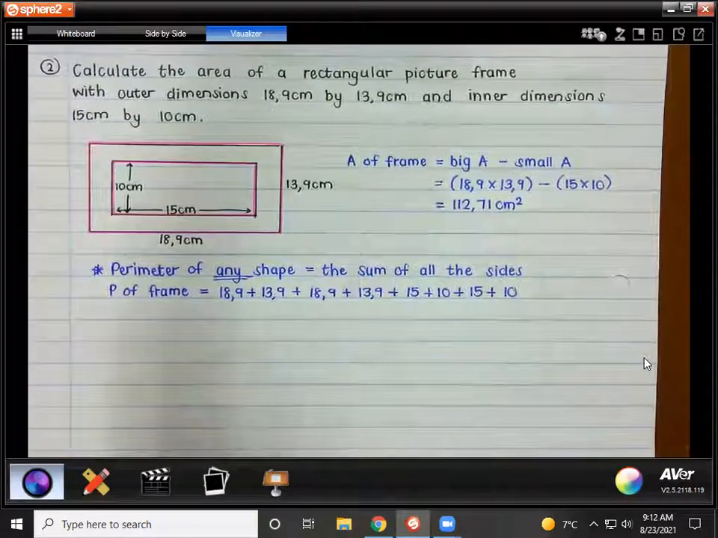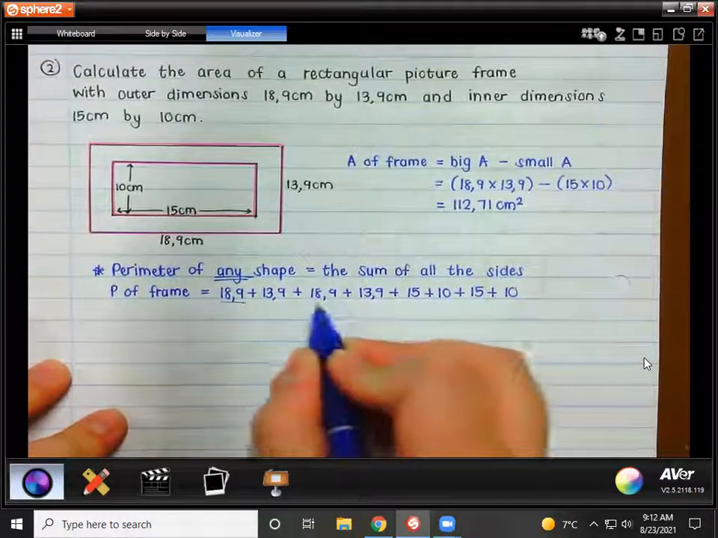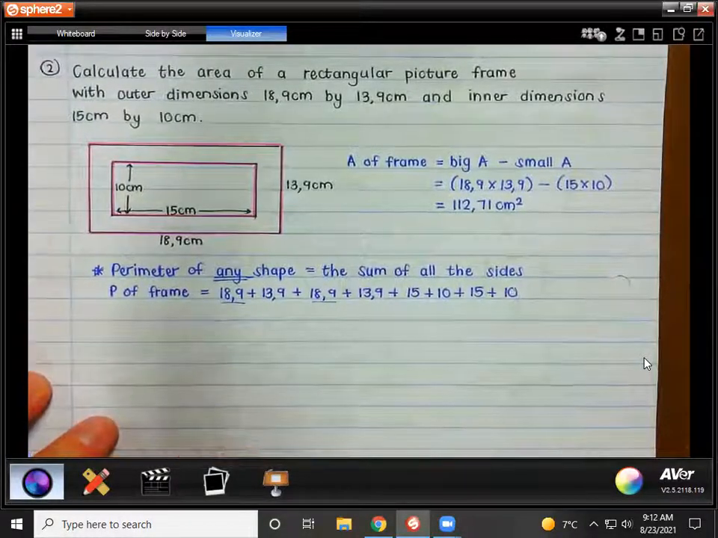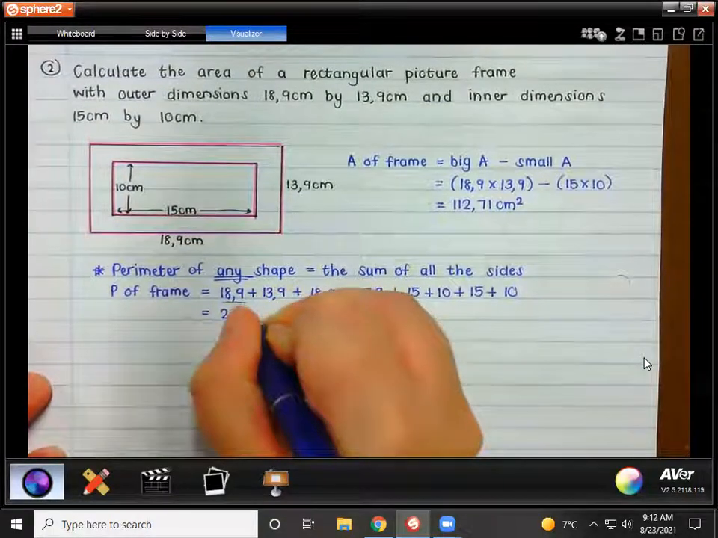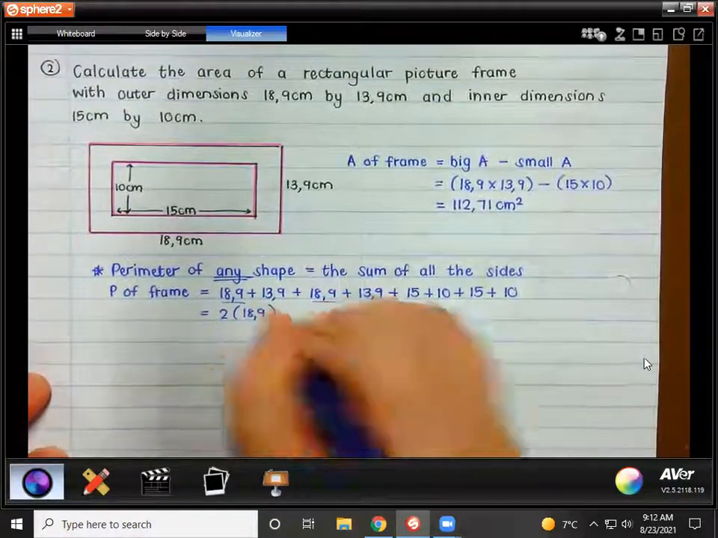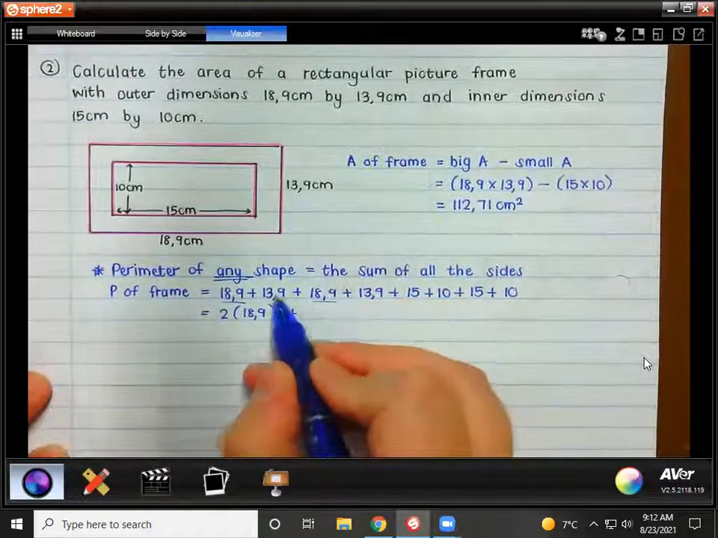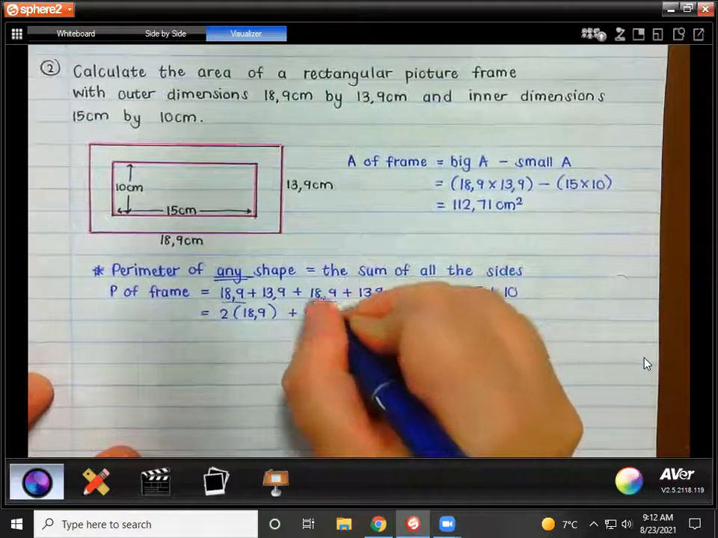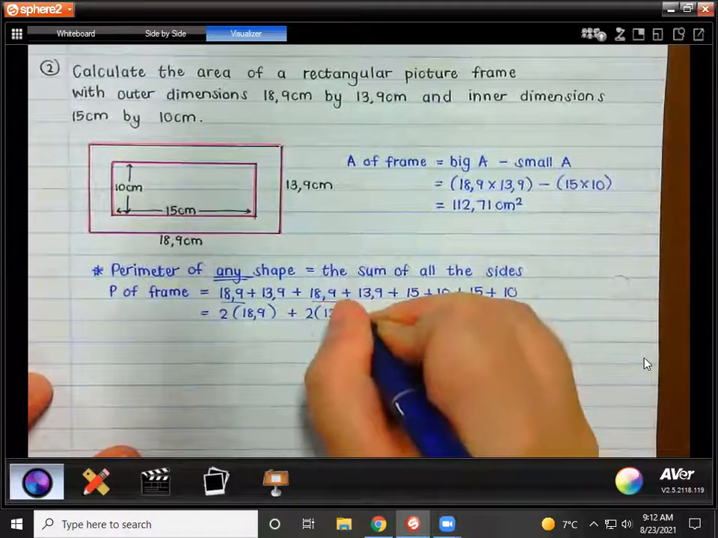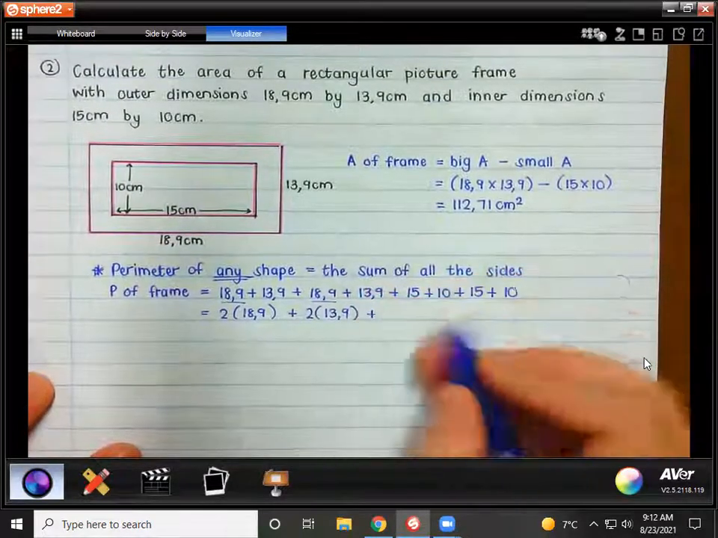The formula that we use for rectangles, for the perimeter normally, if we just look at this quickly, do we see that we have two 18,9s, all right? So you can write it like this, two 18,9s, like that, plus we also have two 13,9s, right? So you can write it as 2 times 13,9 like that. Plus we also have two 15s.